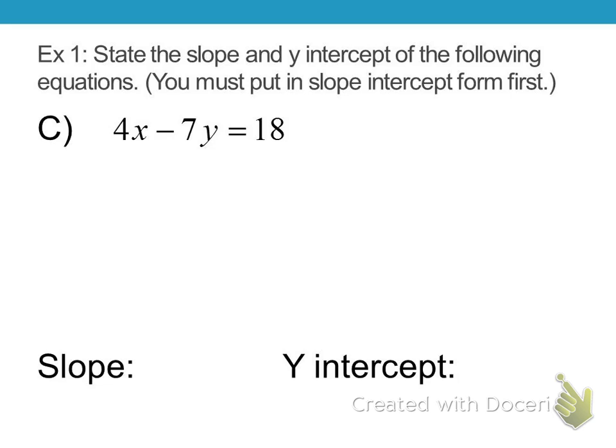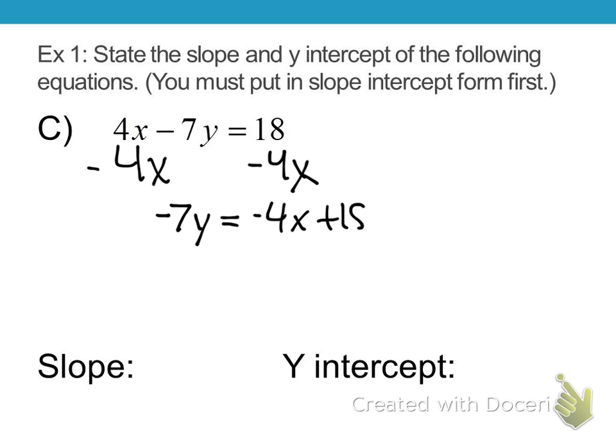All right, what shall I do? Yeah, let's move the x term first. So I want to subtract 4x. So I still have negative 7y equals, sneak the x next to the equal sign, so negative 4x plus 18.